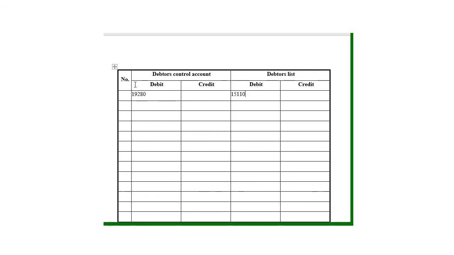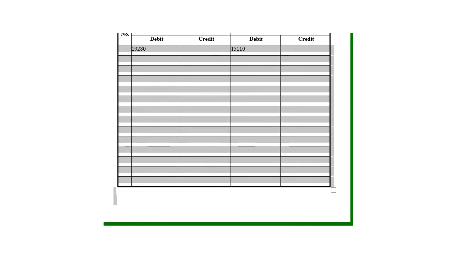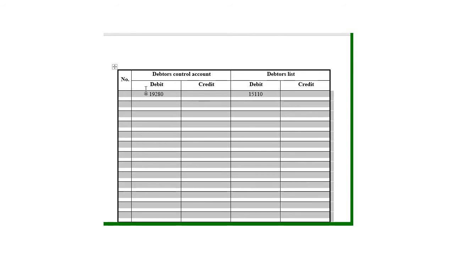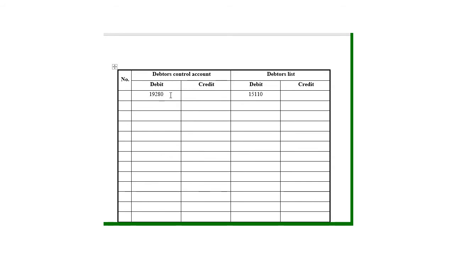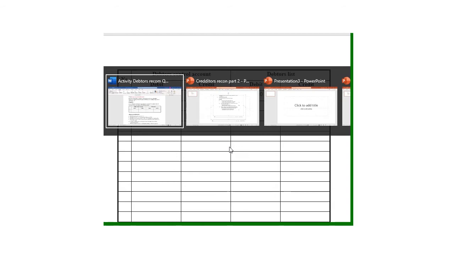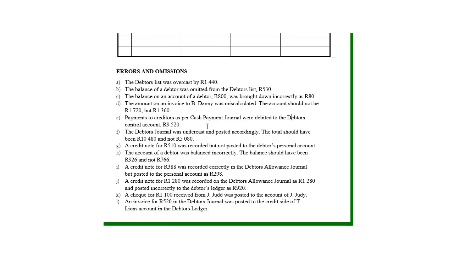So now we're going to look at the adjustments we need to make, because they're now not the same. These two amounts should always be the same, because what I'm saying is, in total my debtors owe me 19,280, but if I do them individually, it's only 15,110. It cannot be, it must be the same. So we're going to look at the information they give me and fix that on either the list or the control account. I must first figure out which one was wrong.